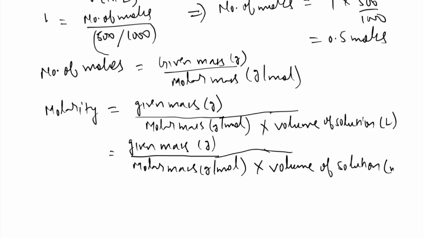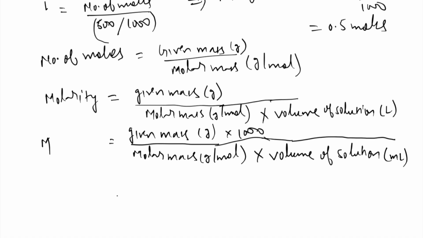Instead of liter, if I am writing it as ml, so what I have to do? I have to divide by 1000, which is going above, so it will be 1000. So this is also the formula for the molarity. Okay, so you need not mug up anything. Just remember whether the volume is given in liter or it is in ml. If it is in ml, this 1000 term will appear, otherwise it will not appear. As simple as that.